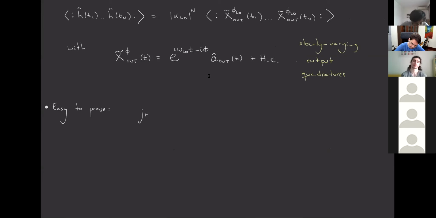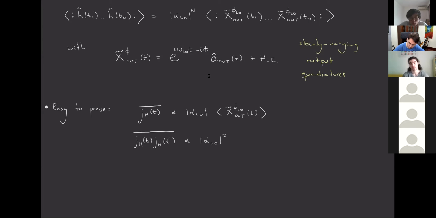So in particular, again, it's very easy to prove that if I ask you what are the first and second order moments or correlation functions of this homodyne photocurrent, you get that the first order moment is proportional to just the expectation value of the quadratures, and that the two-time correlation function is proportional to the normally ordered two-time correlation function of the output quadratures in normal order. Okay, so this is very simple to prove.